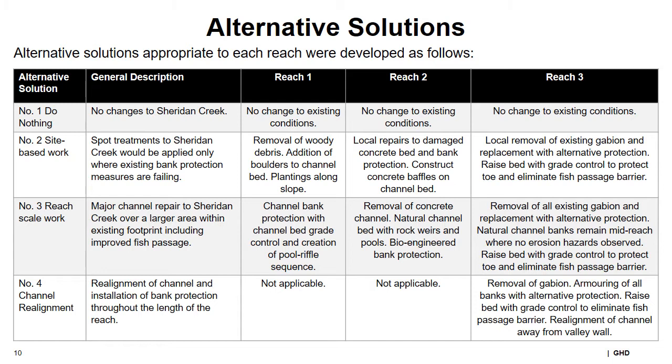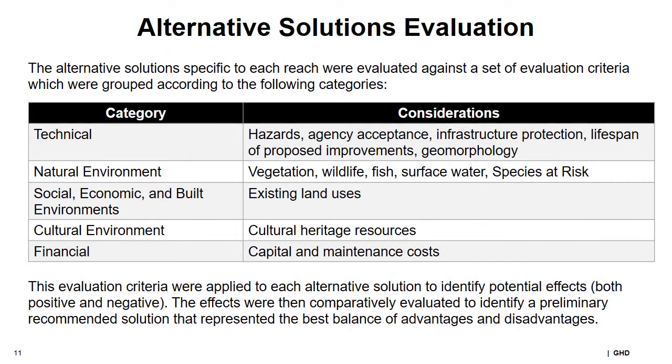As part of Phase 2 of the Municipal Class Environmental Assessment process, alternative solutions appropriate to each reach were developed. The alternative solutions consisted of the following: do nothing, site-based work, reach scale work, and channel realignment. The first three alternative solutions were appropriate to reaches 1 and 2, and all four alternative solutions were appropriate for reach 3.